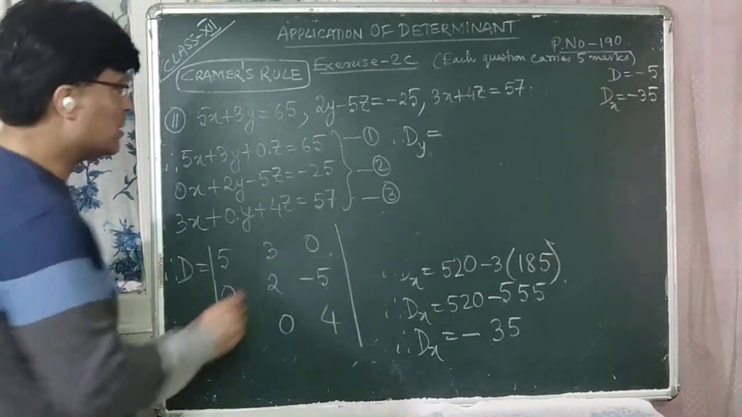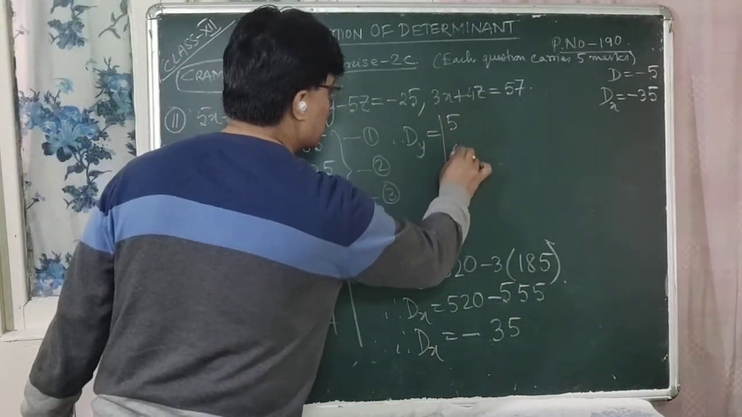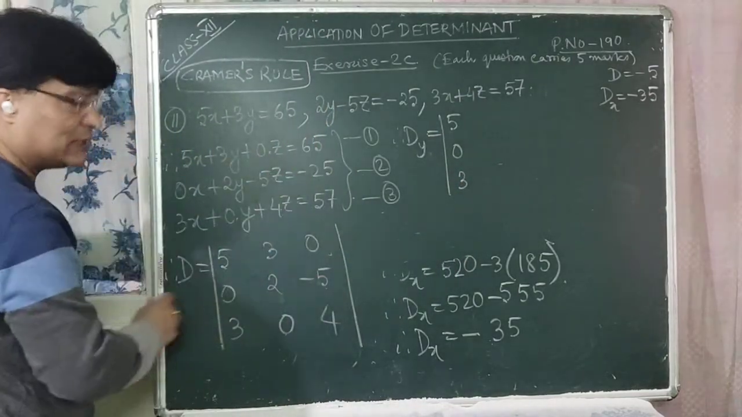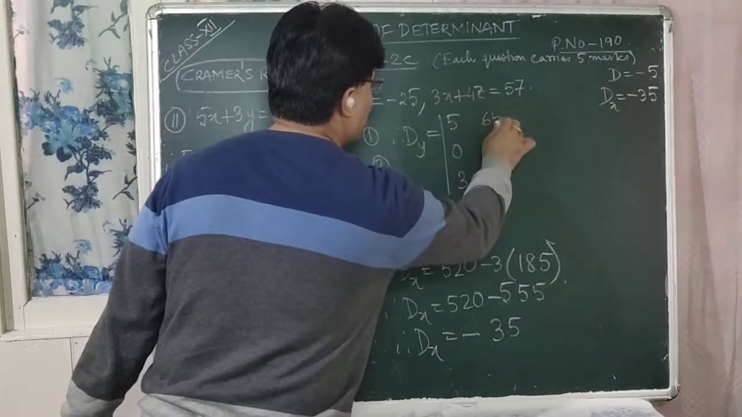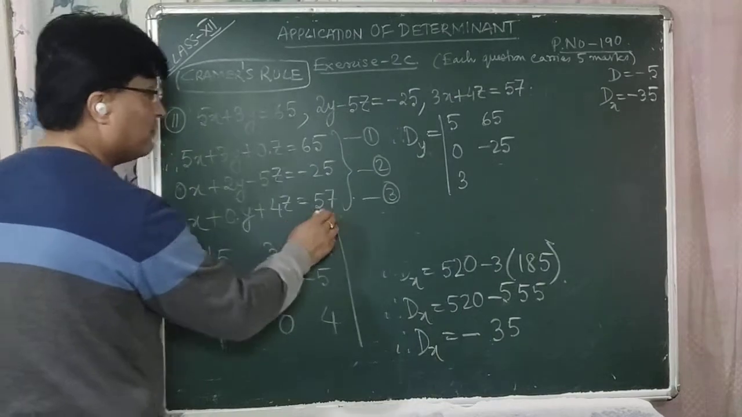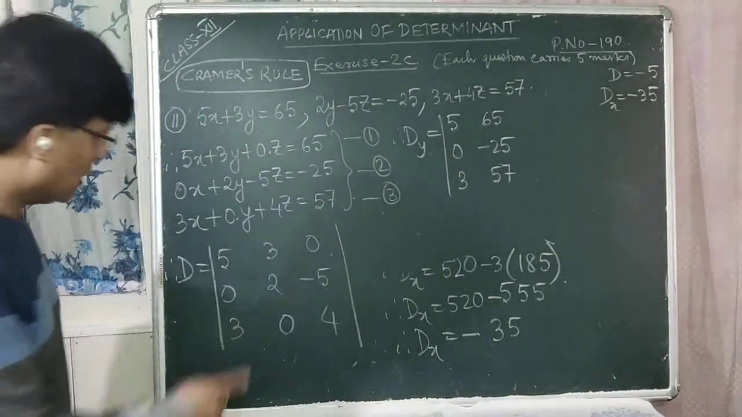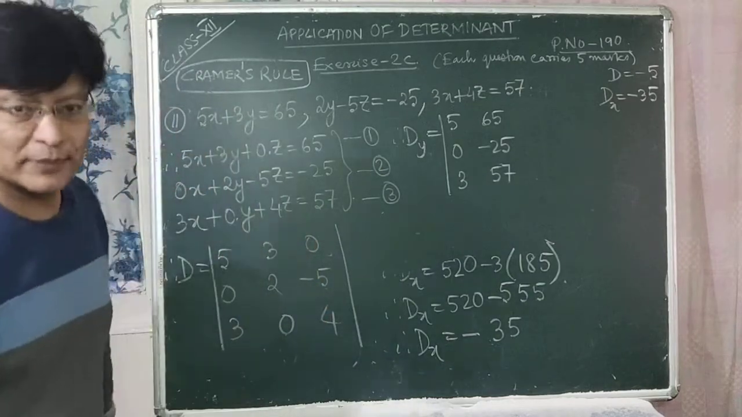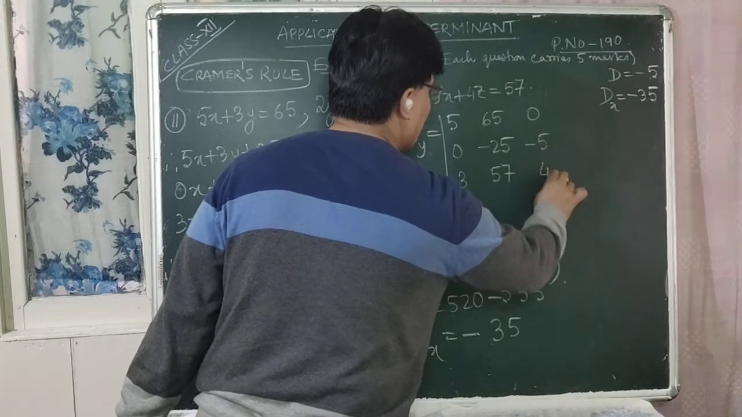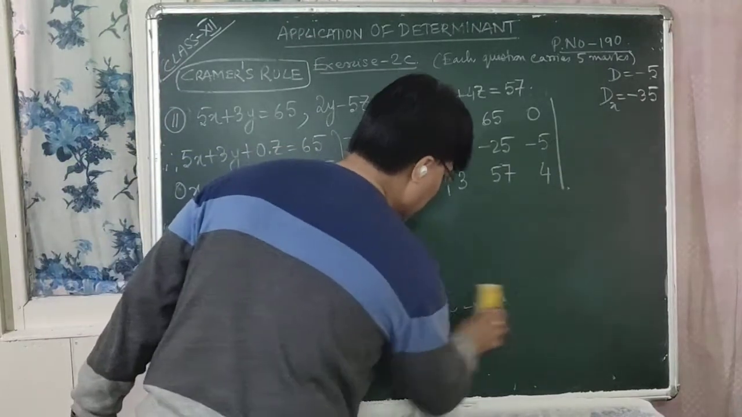Now this second column should be replaced by this constant, keeping the first and the third column same. Right? So that means first column here is, what is the first column? 5, 0, 3. First column 5, 0, 3. Now the second column should be replaced by the constants, that is 65, minus 25 and 57. Now this third column remains same, that is 0, minus 5 and 4. Right? So now you can expand it further.